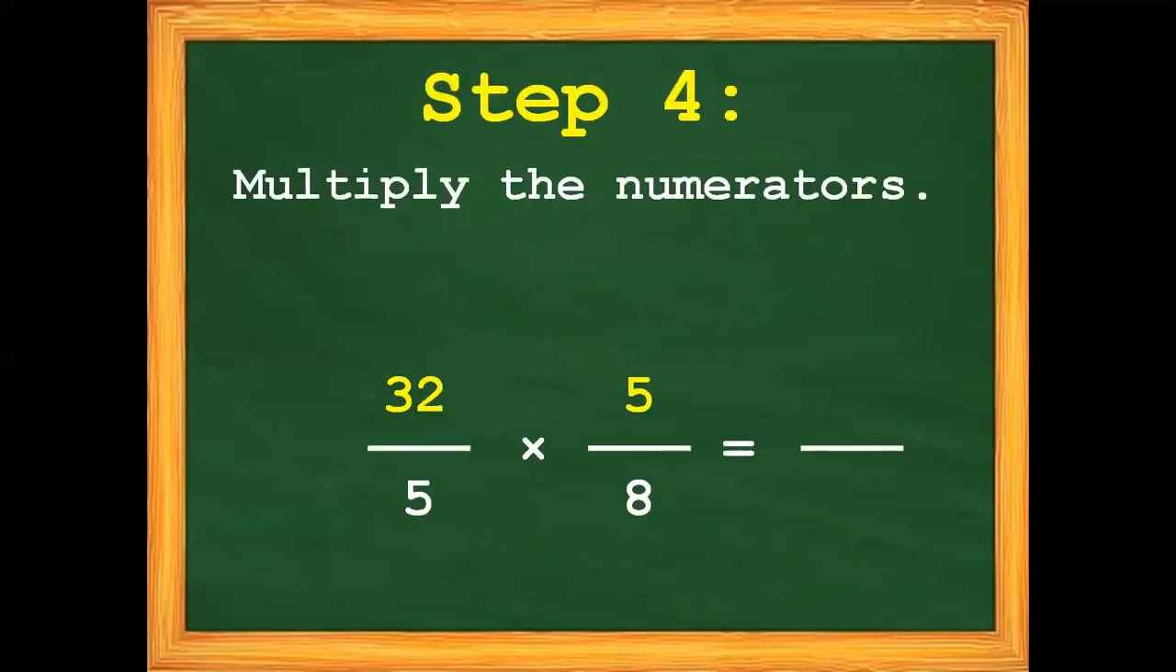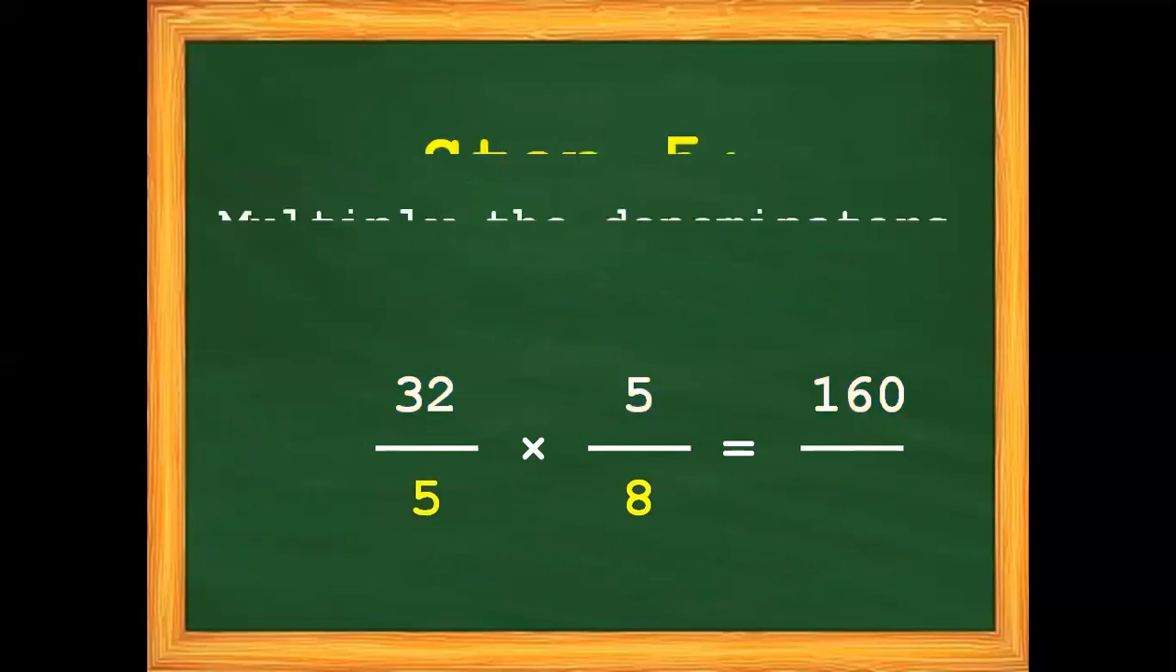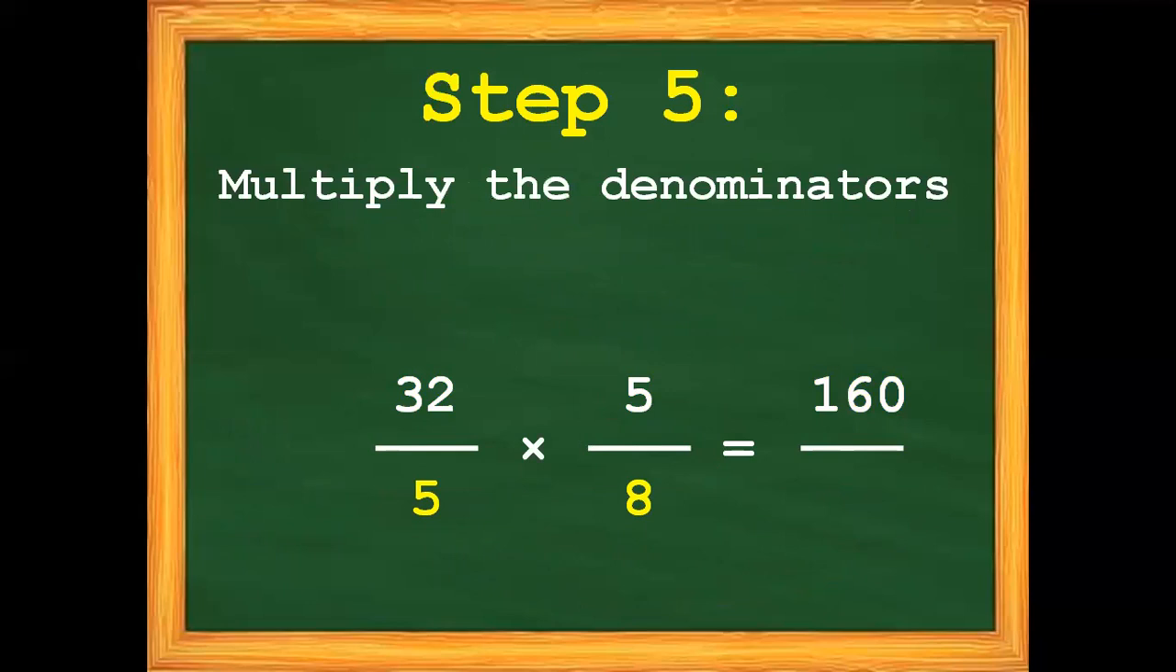Step number 4. Multiply the numerators. So we have 32 fifths times 5 eighths. Let's multiply 32 and 5. The answer is 160. Step number 5. Multiply the denominators. The denominators are 5 and 8. 5 times 8, the answer is 40.